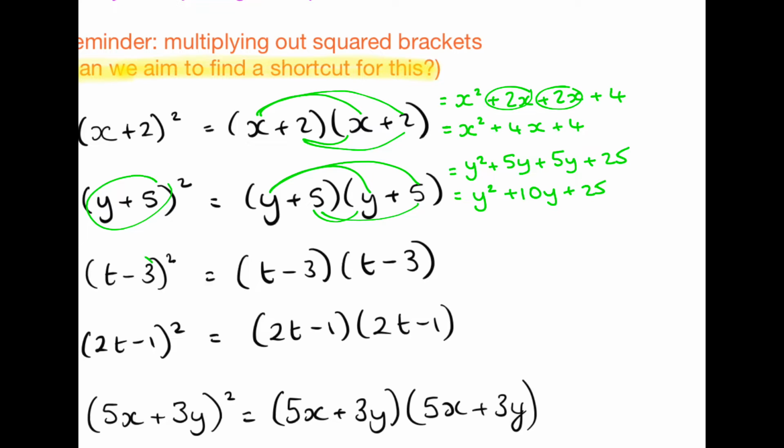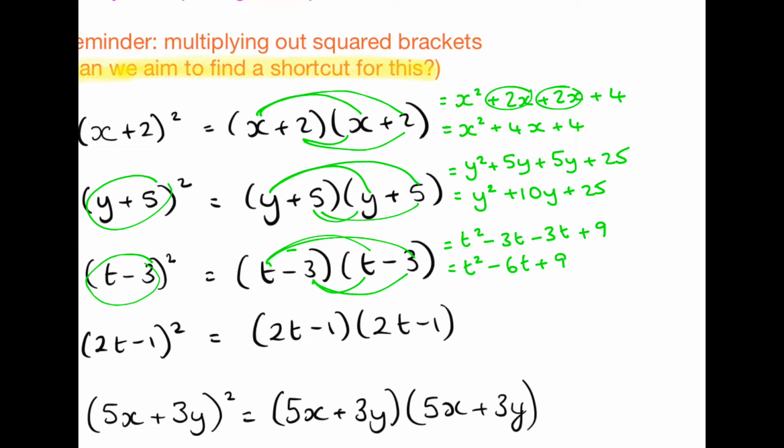Okay, next one, t minus 3 squared. So it's t minus 3 times t minus 3. So t times t is t squared. T times negative 3 is minus 3t. Negative 3 times t is another negative 3t. And then we've got negative 3 times negative 3 is plus 9. So we've got t squared minus 6t plus 9.